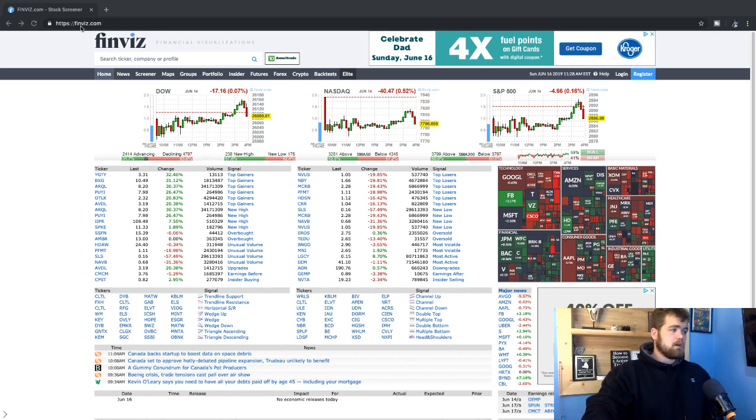Now, pretty much on the home page here, we have the three indexes. We have the S&P 500, the NASDAQ, and the Dow Jones. So just by looking at these, you can get a general gauge of where the market is today. So red, the market had a little bit of a redder day, and that's completely normal to see.